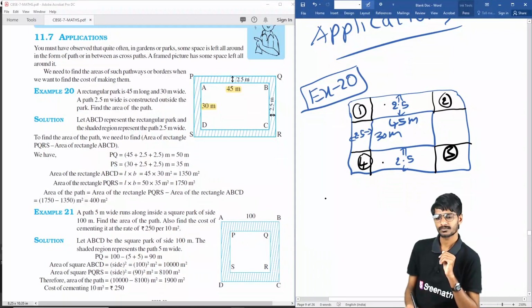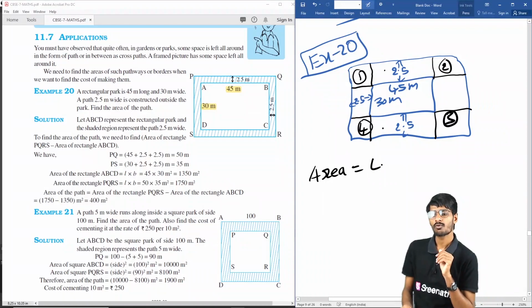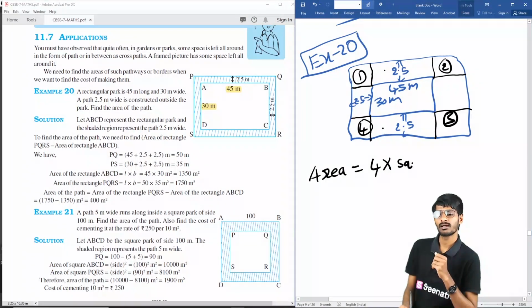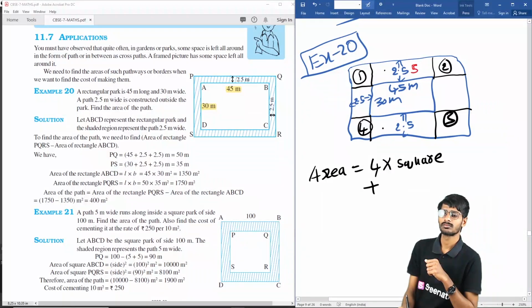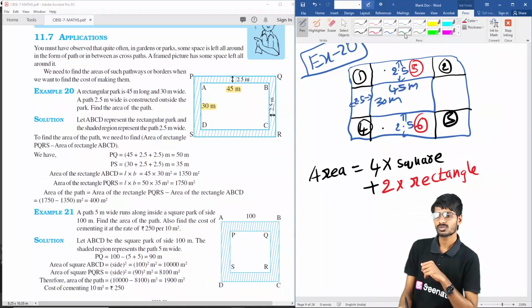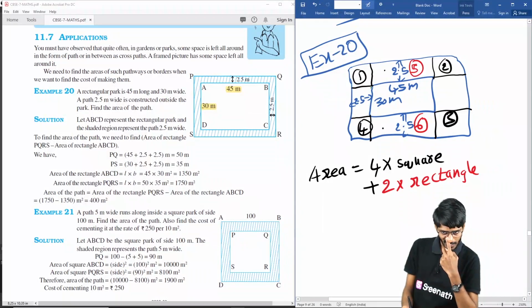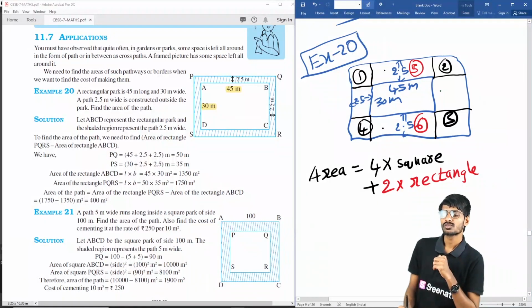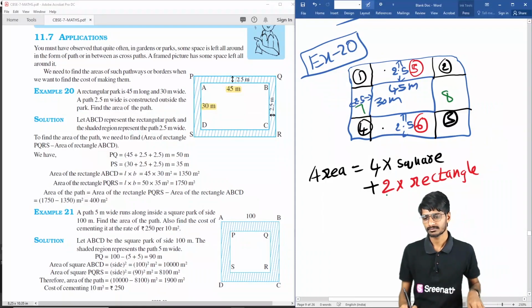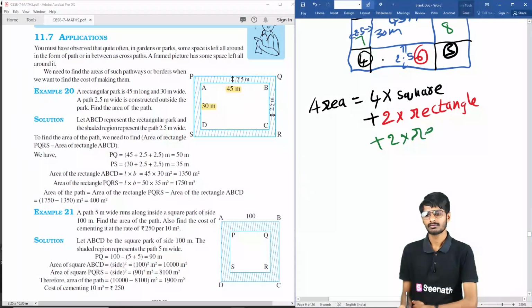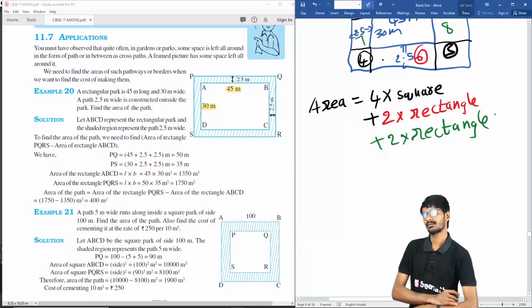So the answer: total area is equal to 4 into square area, 4 square areas, plus, I am writing these as 5 and 6. These two are similar, 2 rectangles. So 2 into rectangle area, and here it is 2.5 and 30. Here it is also 2.5 into 30. So it is the 7 and 8. These two are also rectangles. 2 into rectangle area. If you add all these areas, you will get the answer.